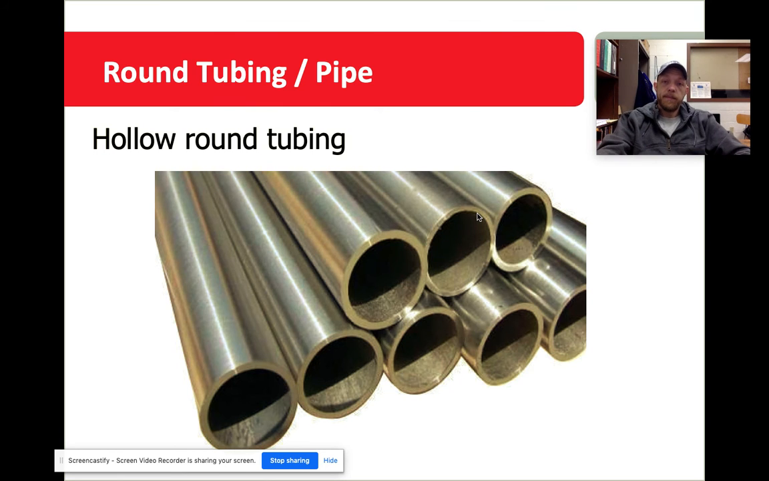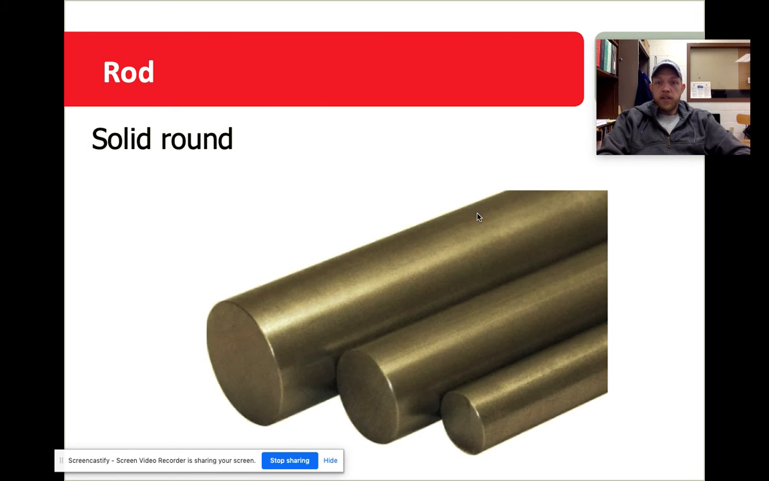It's whatever. Rod is just solid round metal. That's what we've got. There is no orifice in the middle. It is solid. So we might use something like this for hay spear. We might use something like this for a support. If we're building a creep feeder, we could use pipe. We could use square tubing. We could use solid round. The solid round is going to be a lot stronger. You've got a lot more molecules there.